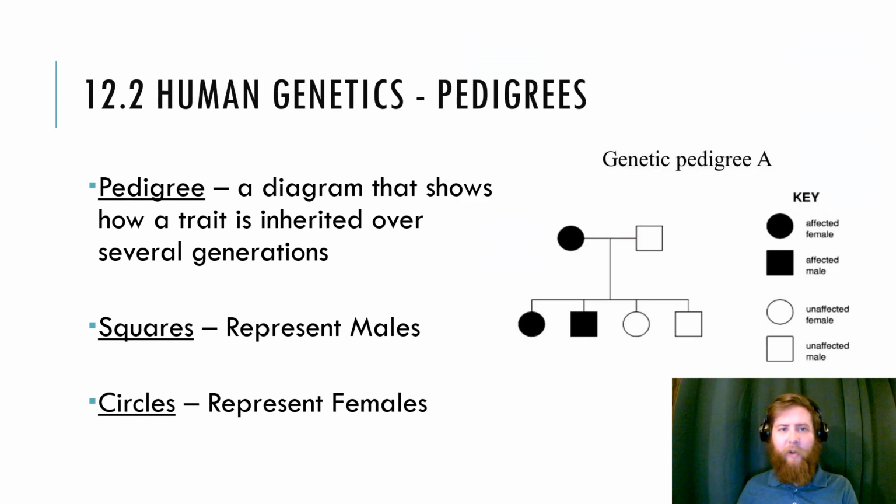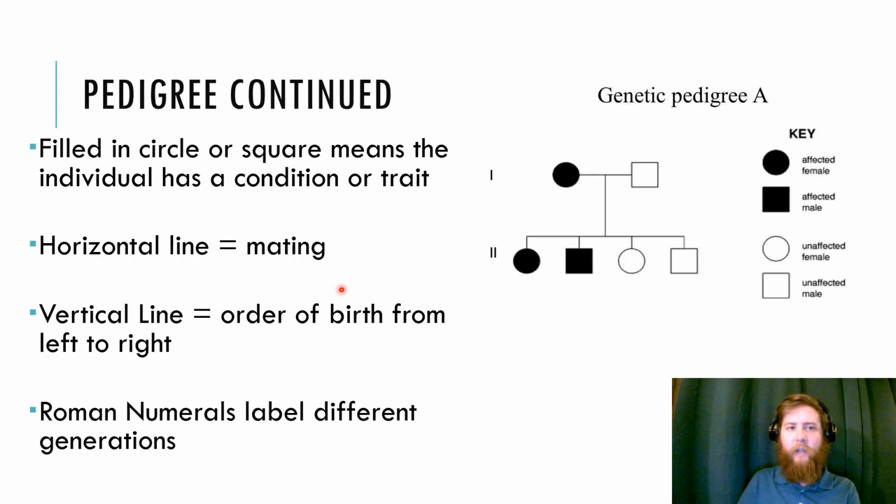All right, moving on to 12.2, which is all about human genetics, starting with pedigrees. A pedigree is this kind of diagram here that shows how a trait is inherited over several generations. On it, the squares represent males, and these circles represent females. Additionally, a circle or square that's filled in, like these ones here, means the individual has a condition or a trait that we're looking at, whether it's blue eyes or color blindness or Huntington's disease.